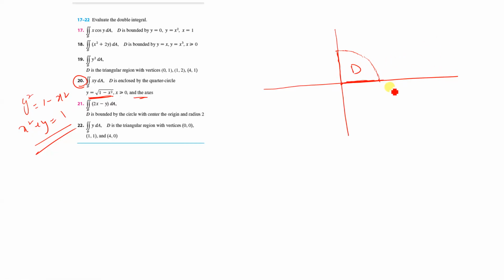Now for the limits: here we have the point (1, 0), this is the origin, and this is the point (0, 1). And along this curve, we have y is equal to the square root of 1 minus x square.